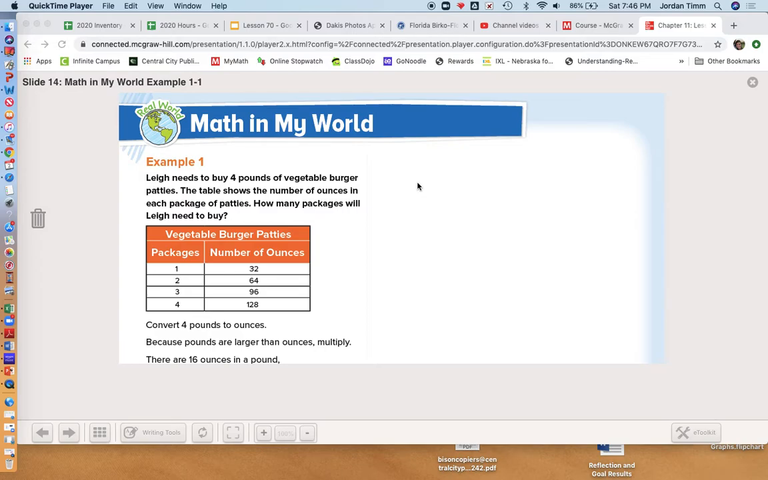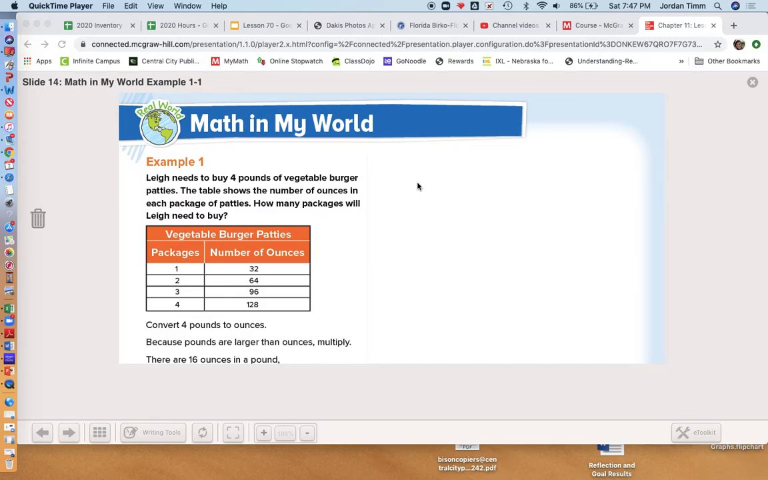We are going to look at lesson 6. So I need you to be on page 729. Today we are going to convert customary units of weight. A few days ago we went over ounces, pounds, and tons and what that looked like. Today we're going to actually convert one weight to another.